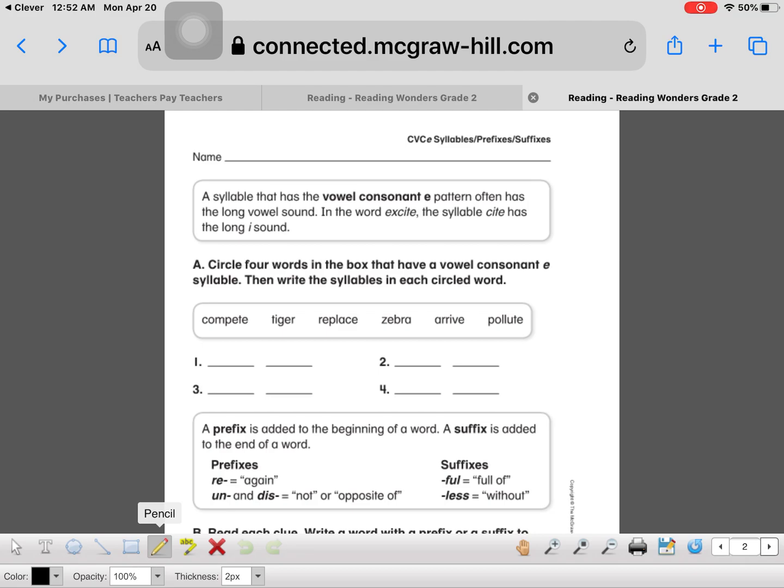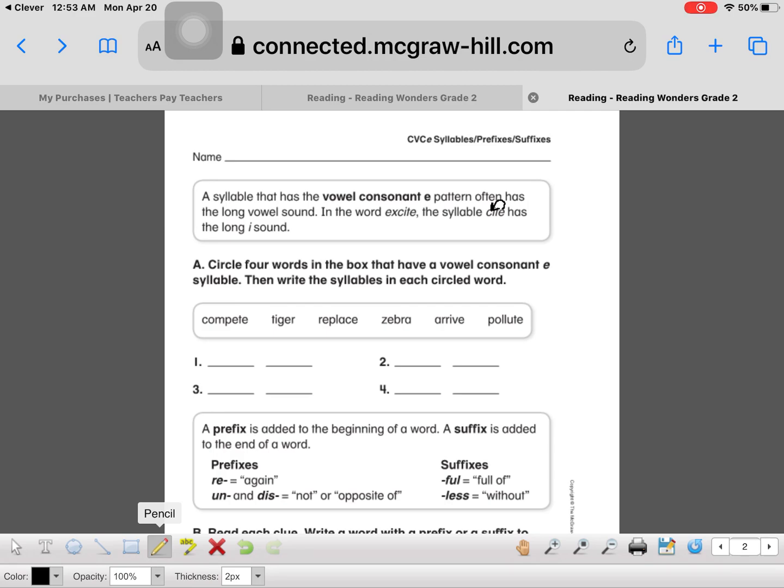It says a syllable that has the vowel consonant E pattern often has the long vowel sound. In the word excite, the syllable cite has the long I sound, as you can see, this magic E, okay? In part A, it says circle 4 words in the box that have a vowel consonant E syllable. Then write the syllables in each circled word.